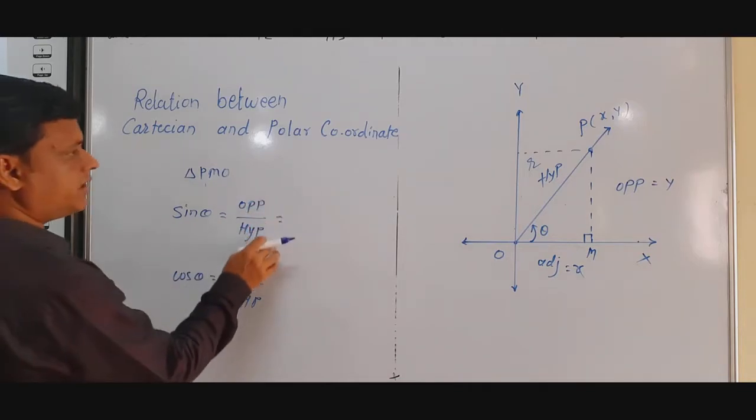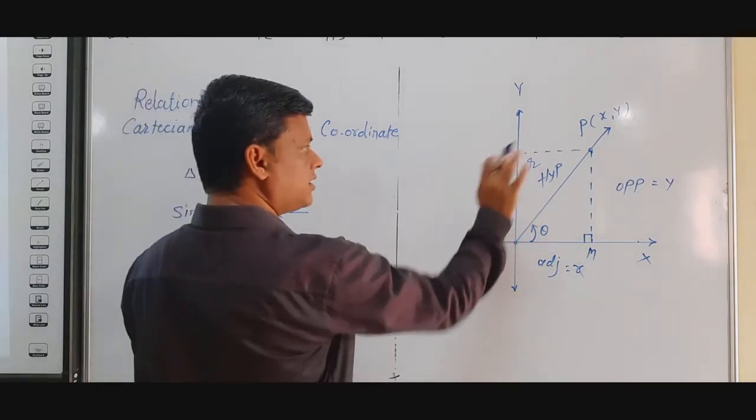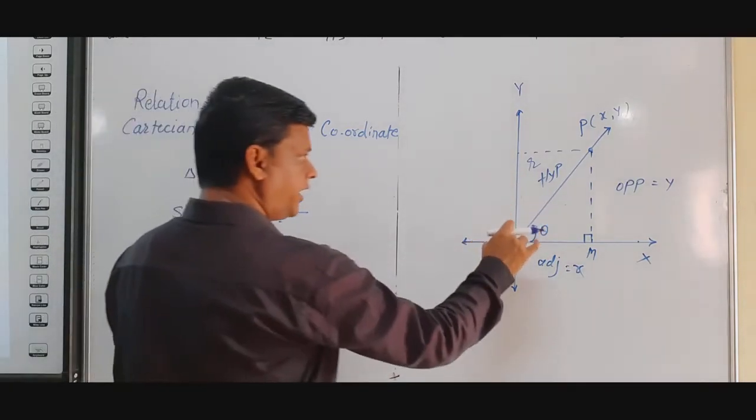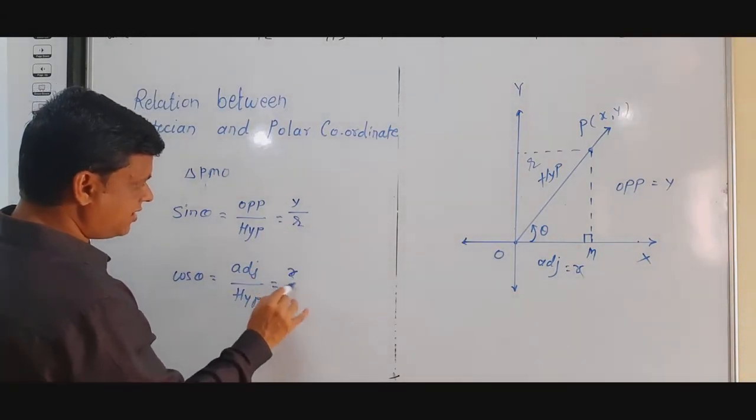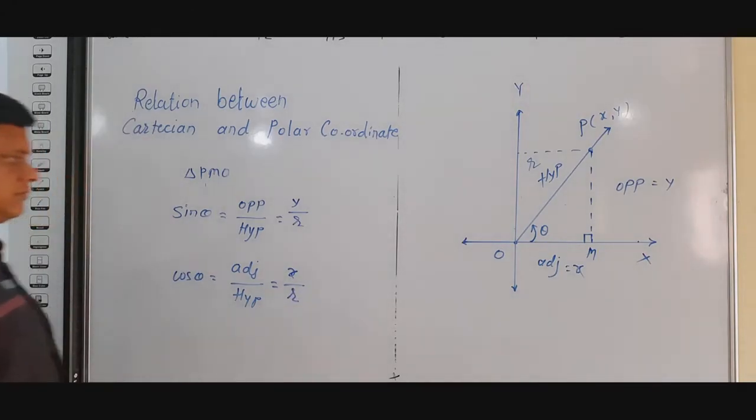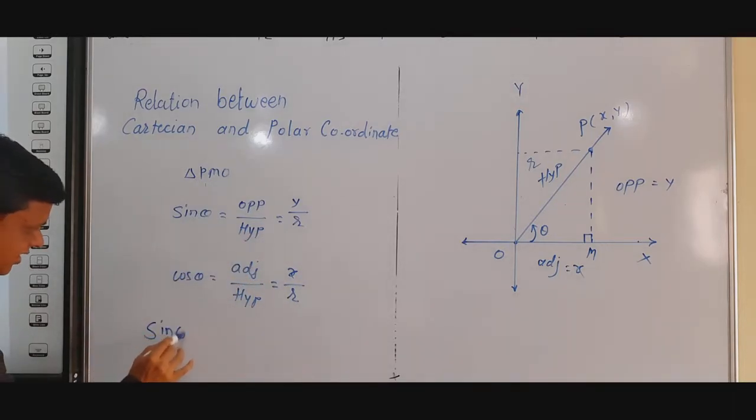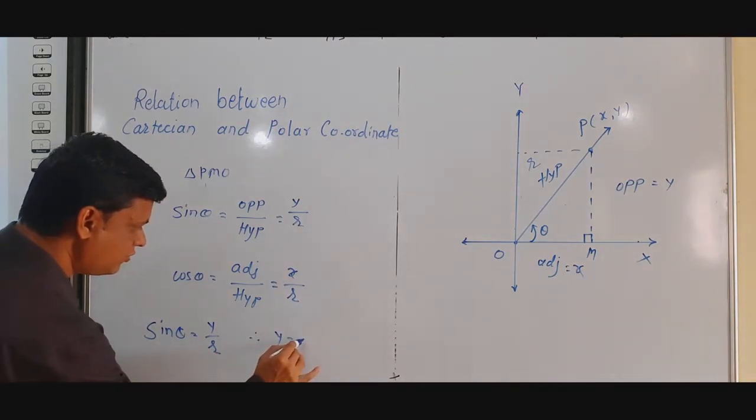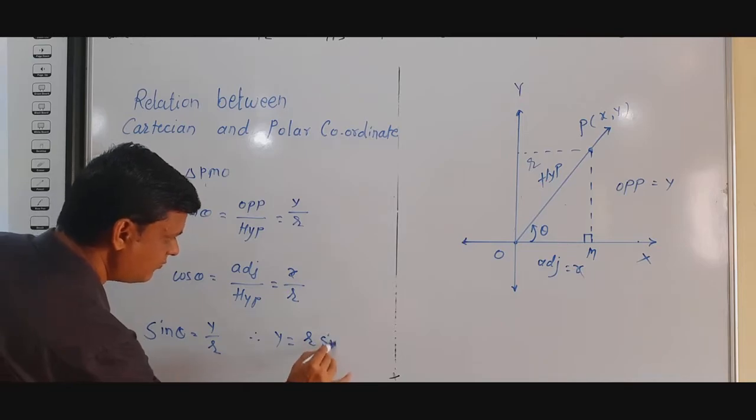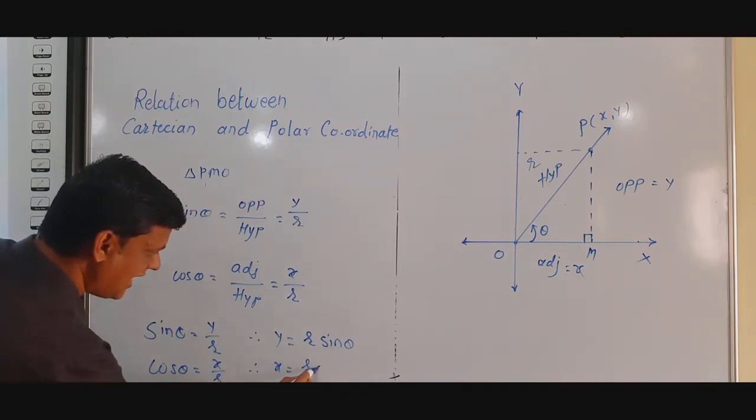So from this, opposite upon hypotenuse, so we write here y upon hypotenuse. Hypotenuse is the amplitude, or we take length as r. Adjacent is equal to x, hypotenuse is equal to r. Now from this we write sin theta is equal to y by r. Therefore y is equal to r sin theta. Cos theta is equal to x by r. Therefore x is equal to r cos theta.